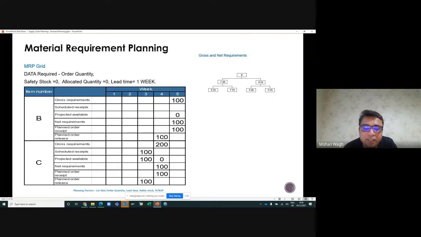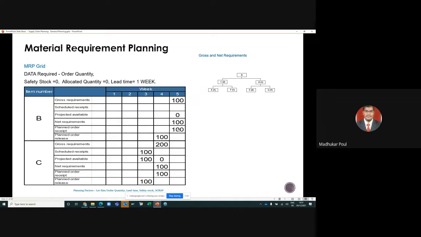So he releases the planned order in week 4, and the production gets to know that they need to produce 100 items of item B. They produce the 100 items, and then it gets available as per the customer requirement in week 5. Are you clear? Yeah, got it, Mohan. Thanks.